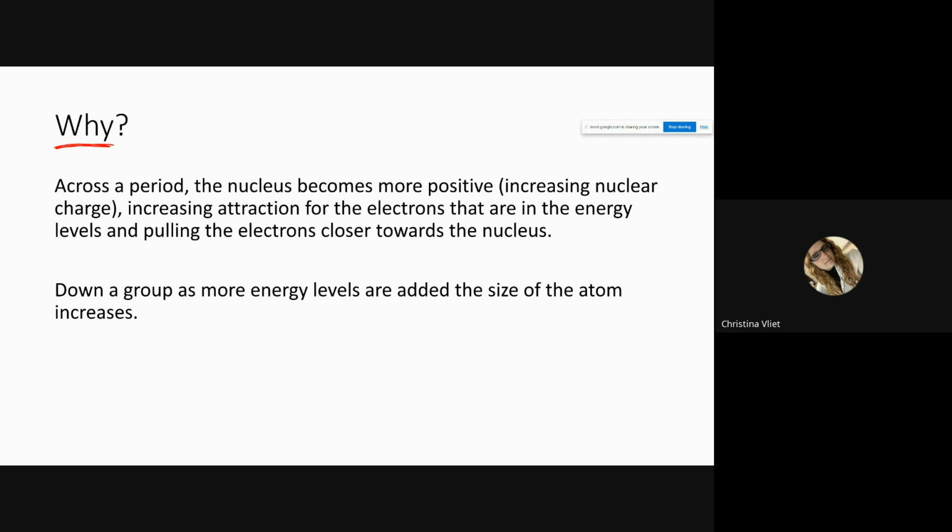nucleus, which is why we said that the nucleus gets condensed, or the size of the atom gets condensed. And then down a group, as more energy levels are added, the size of the atom increases. Whatever you didn't already add into your explanations, you should add in now. Check your explanations of across a period and down a group. Make sure you have the important information for the why.